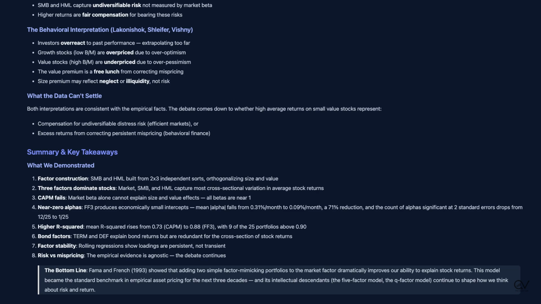The alphas collapse towards 0, mean absolute pricing error down 71%. The average R squared climbs from 0.73 to 0.88, and the factor loadings hold stable across rolling windows. Whether you interpret these as risk premia or behavioral anomalies is still debated 30 years later. But as a descriptive model of returns, nothing has matched its combination of simplicity, generality, and explanatory power.